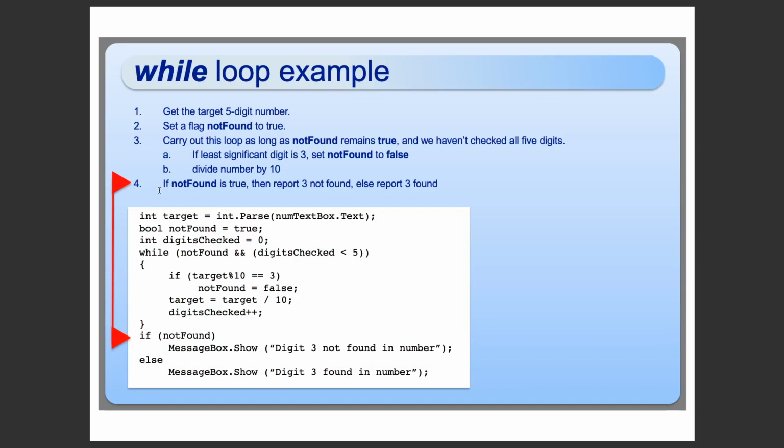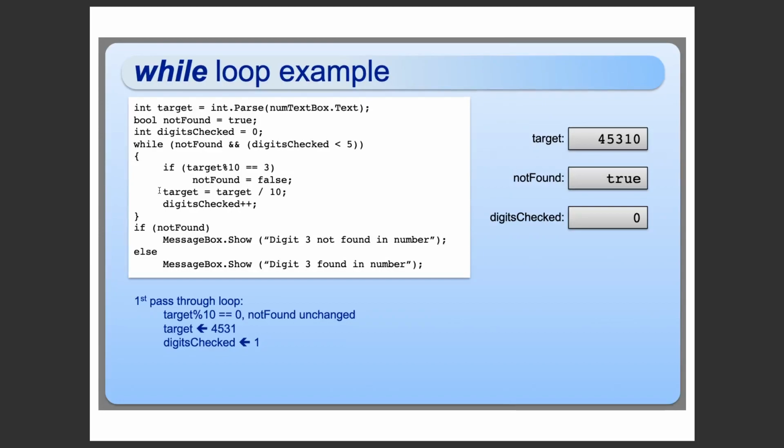The last piece of pseudocode is what happens after the loop's finished. There are two situations when the loop's finished: either we didn't find the digit 3 inside our 5-digit number, or we did. And so we have an if statement there that displays one message or the other.